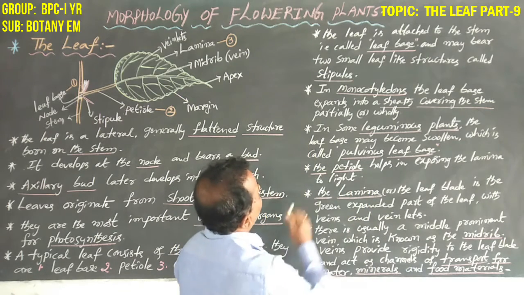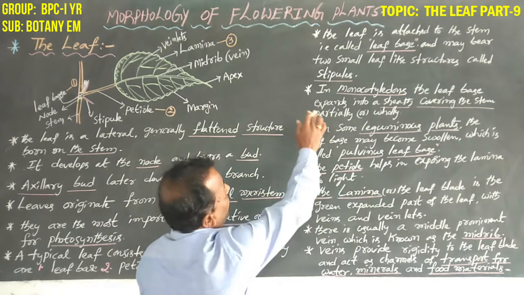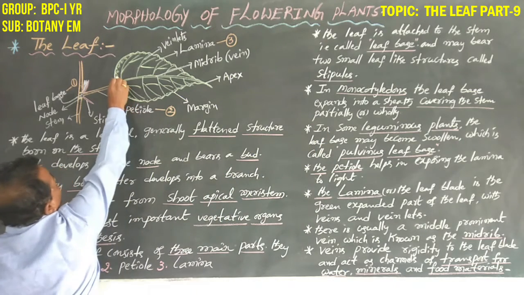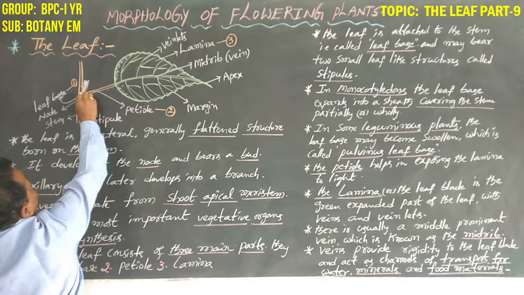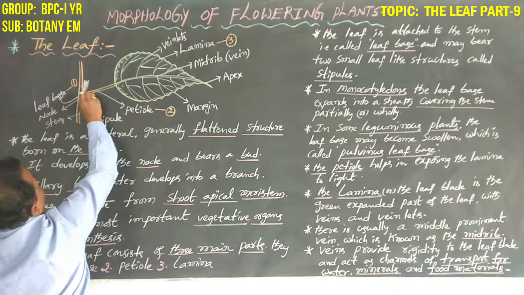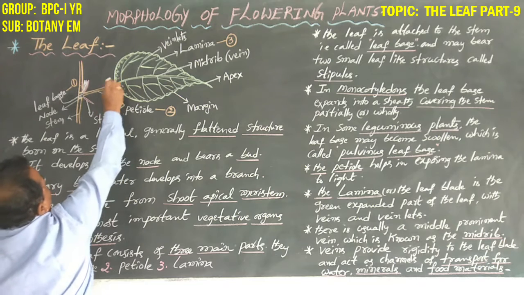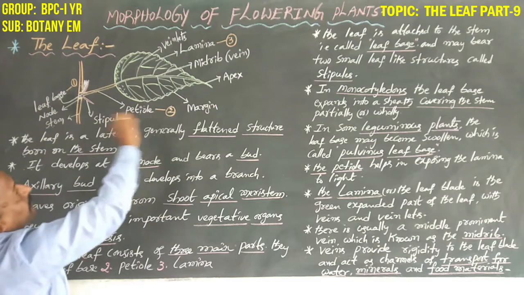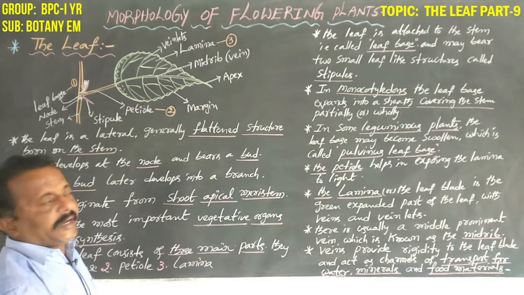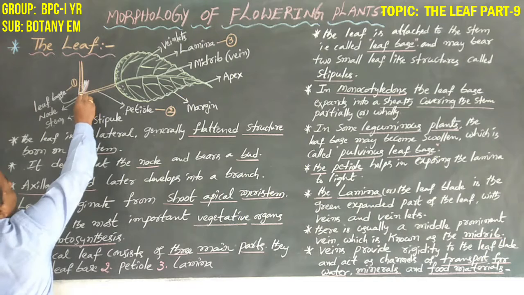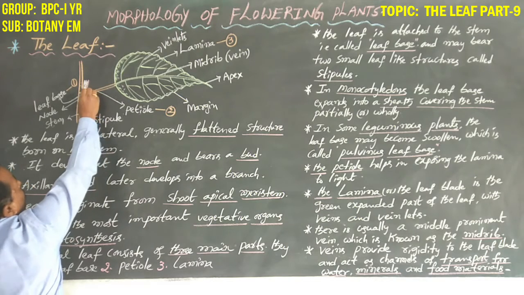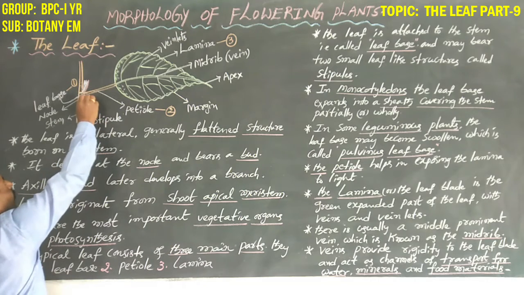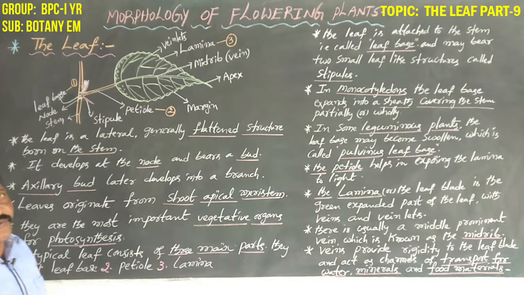First, the leaf base. This is a leaf. The leaf, or petiole of the leaf, is always attached to the node of the stem, and that is called the leaf base. At the same time, this leaf base may bear two small leaf-like structures. These two small leaf-like structures are called stipules.